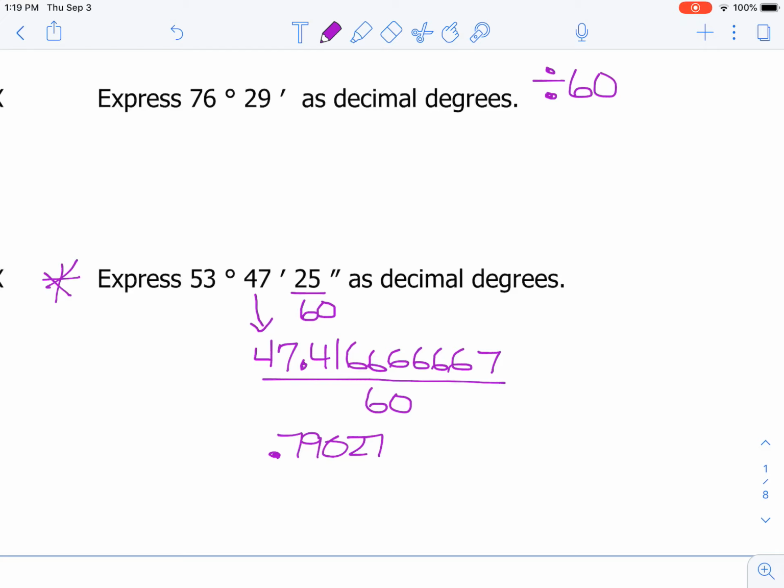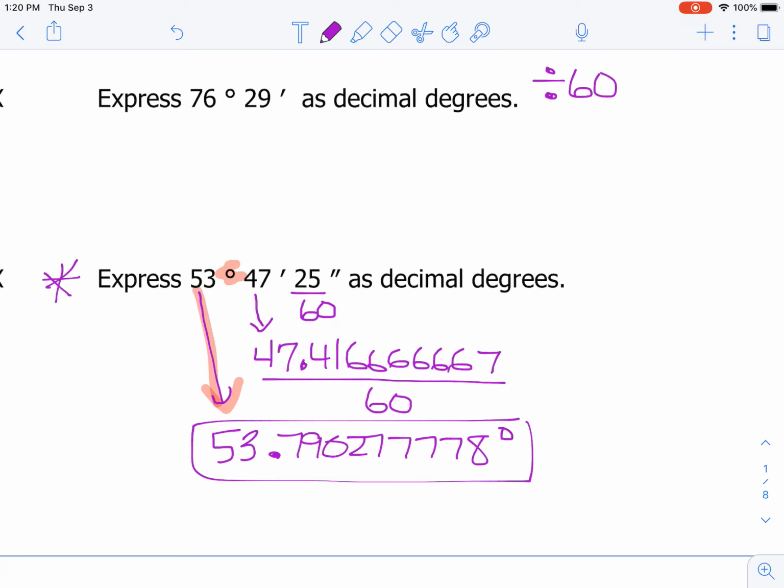And I'm going to keep all of my decimals for right now. And I'm going to add that 53 on. And once I put the degree part onto the answer, that's how I know I'm done. So 53 degrees, 47 minutes, and 25 seconds is the same as that big long decimal degree, and then you could round that to any decimal place that you needed to based on the machinery that you were working with.